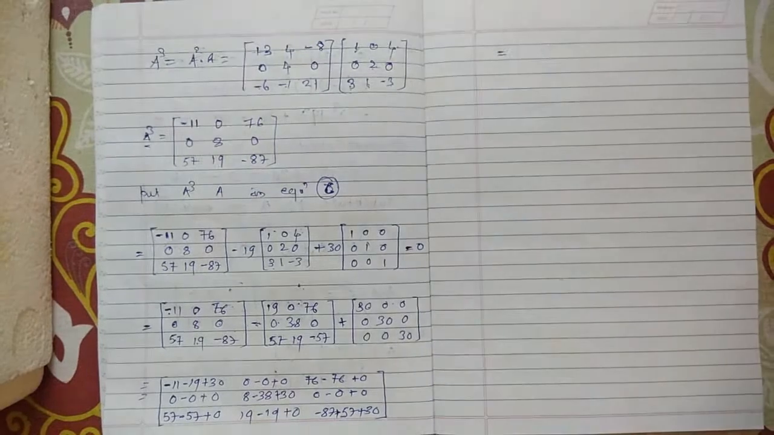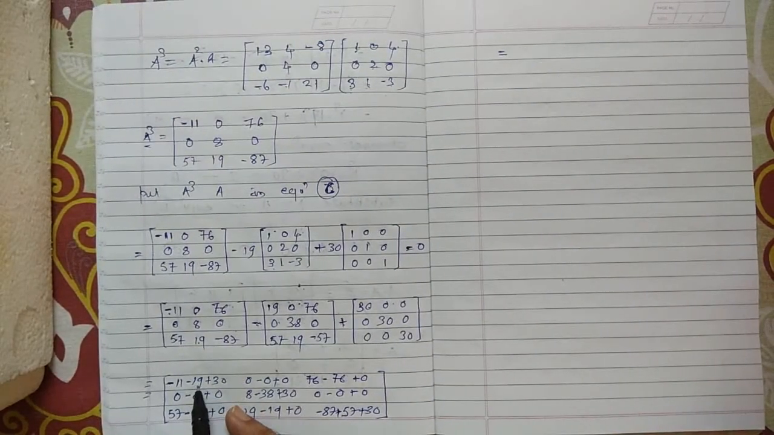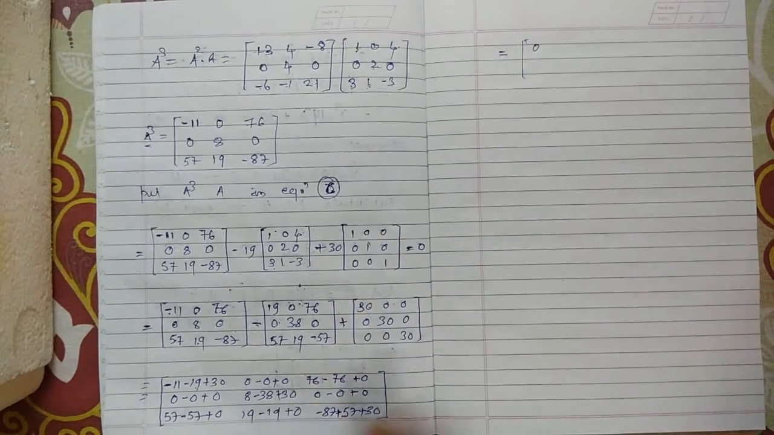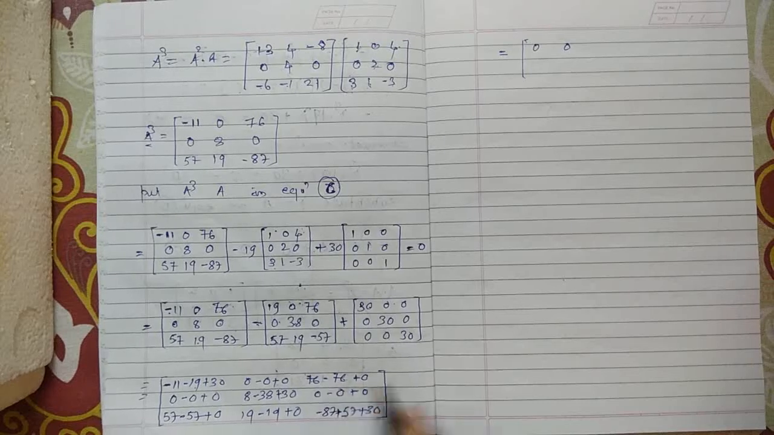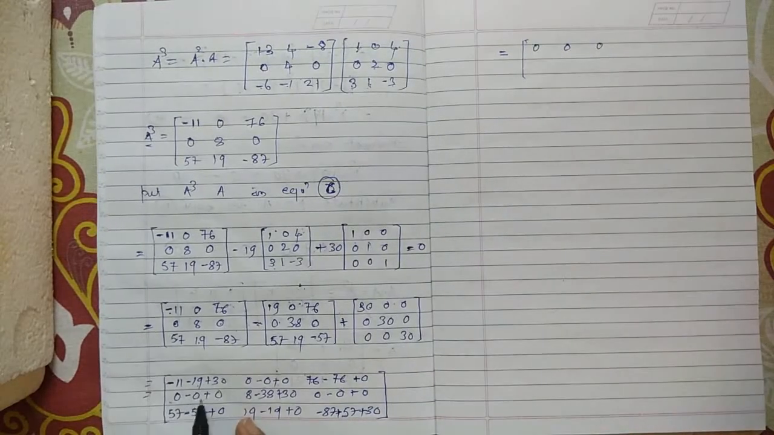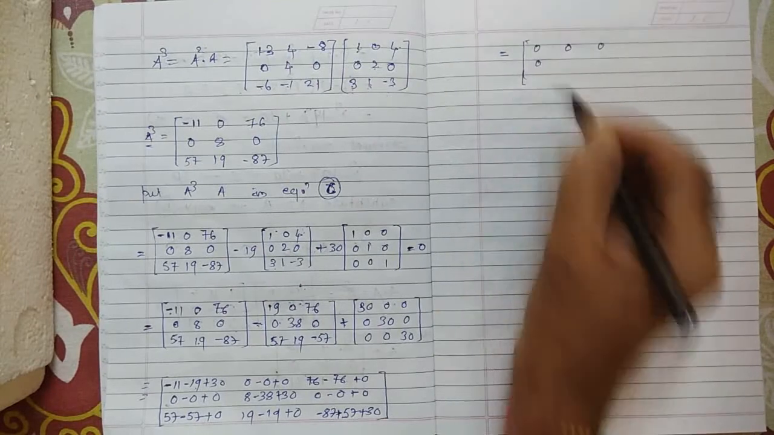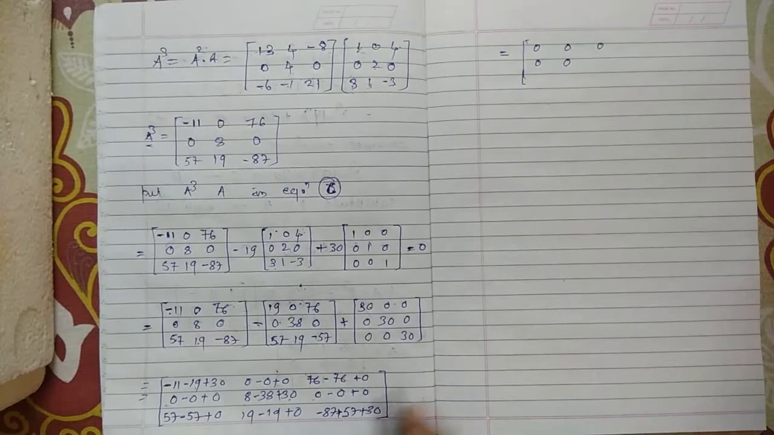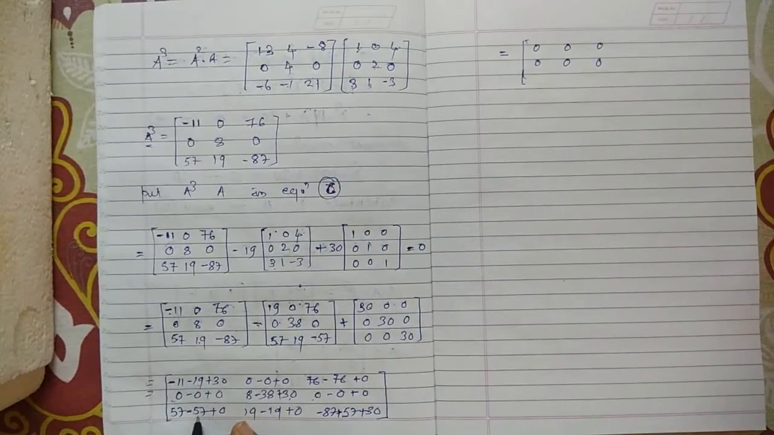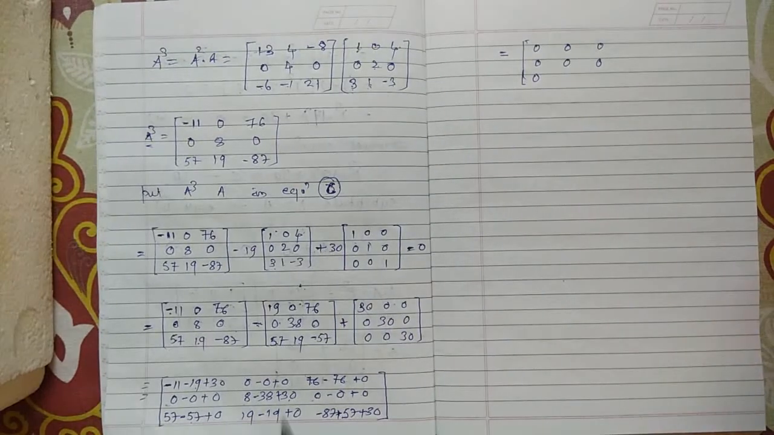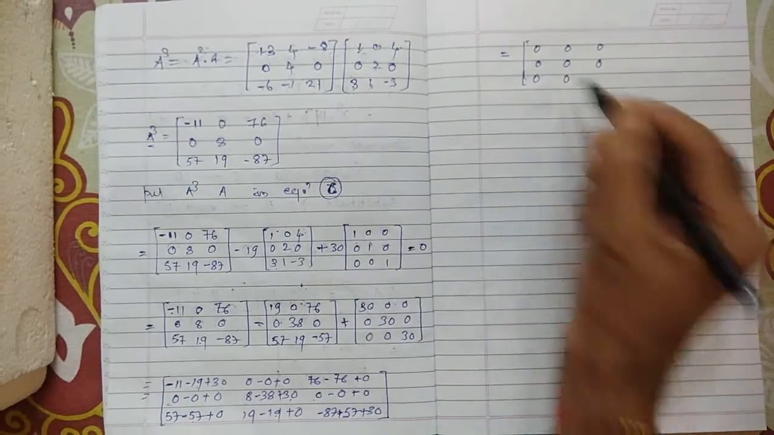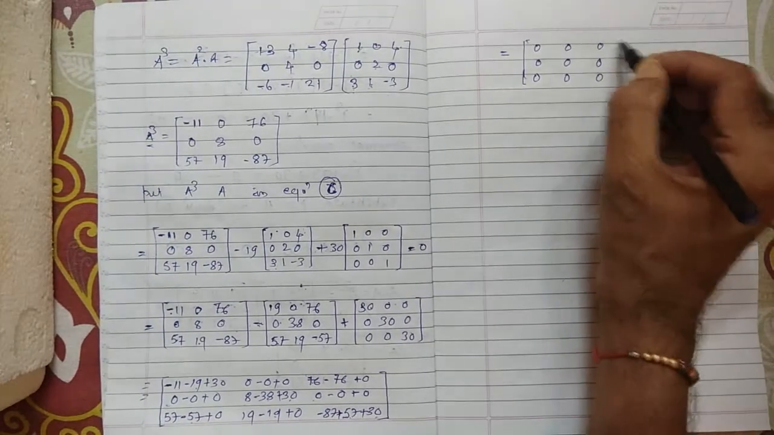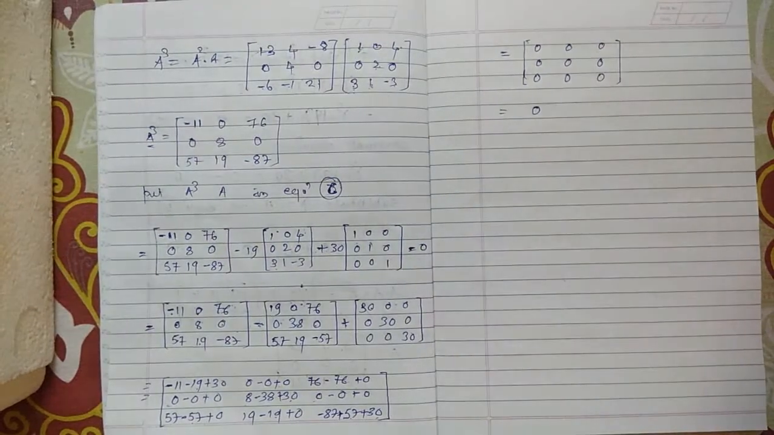So it is equal to minus 11 minus 19, that is minus 30 plus 30, so here we have 0. 0 minus 0 plus 0 is 0. 76 minus 76 is 0. 0 minus 0 plus 0 is again 0. 8 minus 38, that is minus 30 plus 30, becomes 0. Minus 57 plus 57 is 0. Plus 19 minus 19 is 0. And minus 87 plus 57, that is minus 30 plus 30, becomes 0. So it is coming 0.